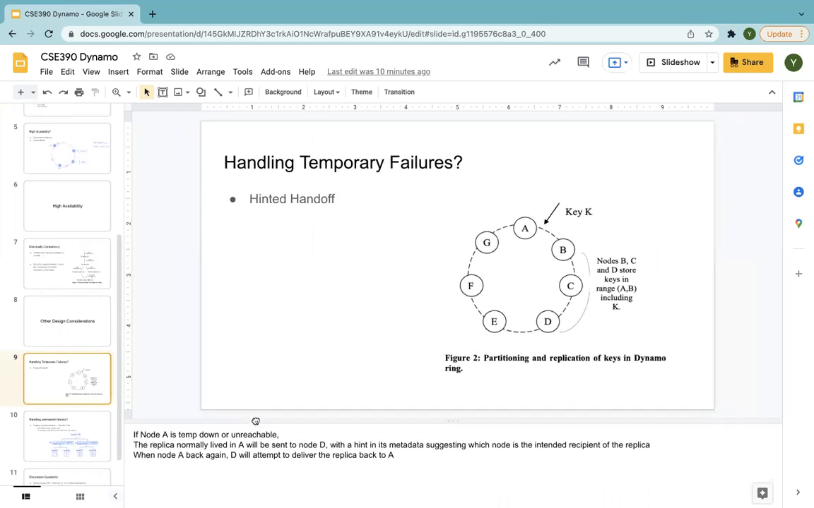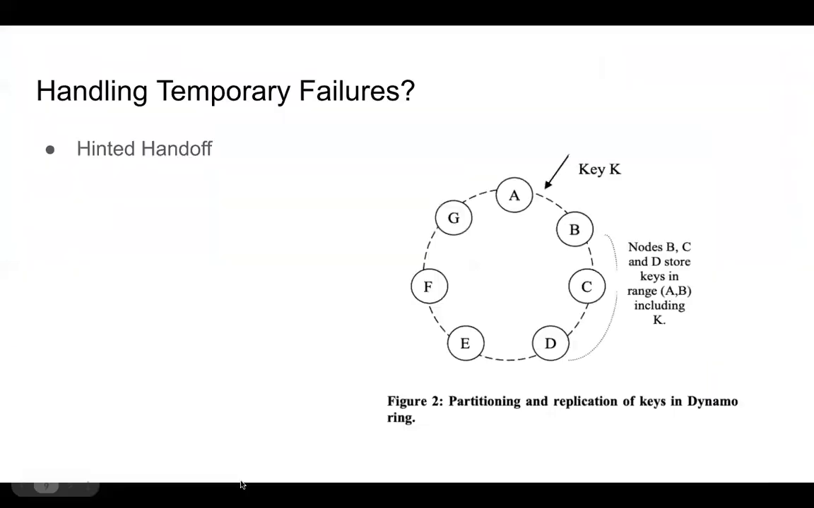So let's see in this picture, if node A is temporarily down or unreachable, the replica normally living in A will be sent to node D, let's say, with a hint in the replica metadata suggesting that node A is the intended recipient of the replica. So that when A is back again, D will make an attempt to deliver the replica back to A.